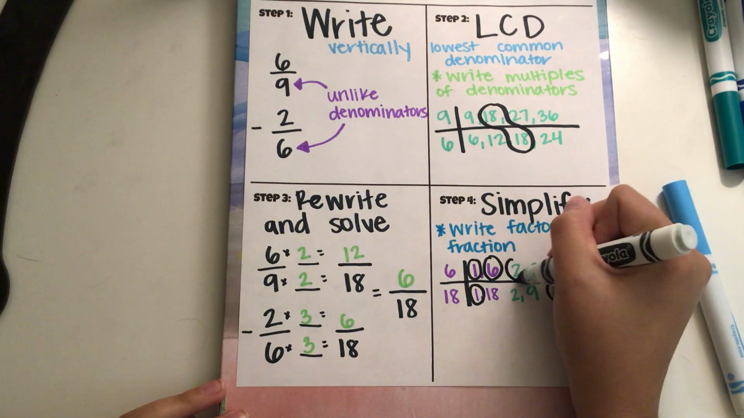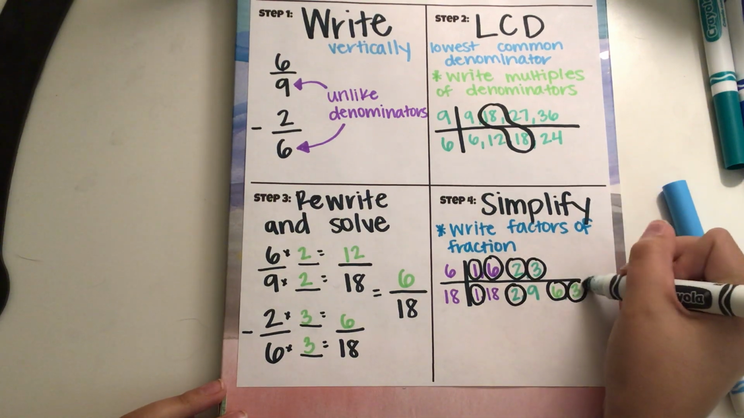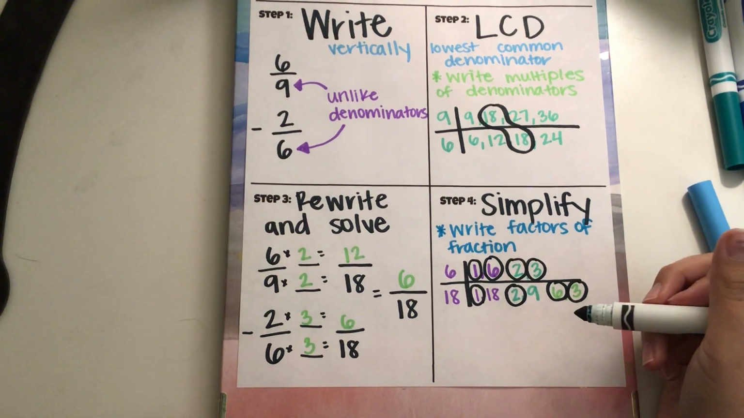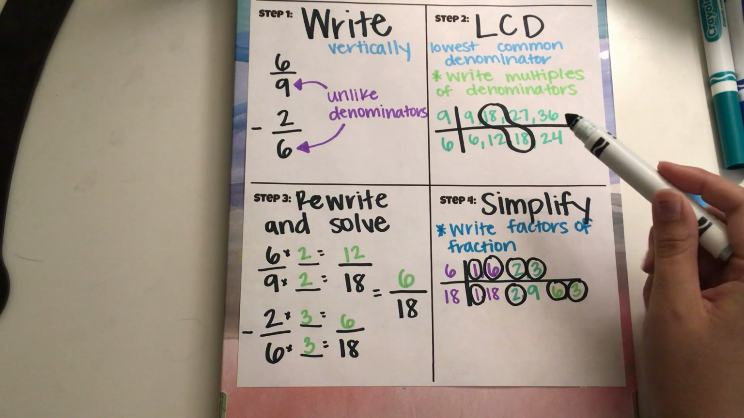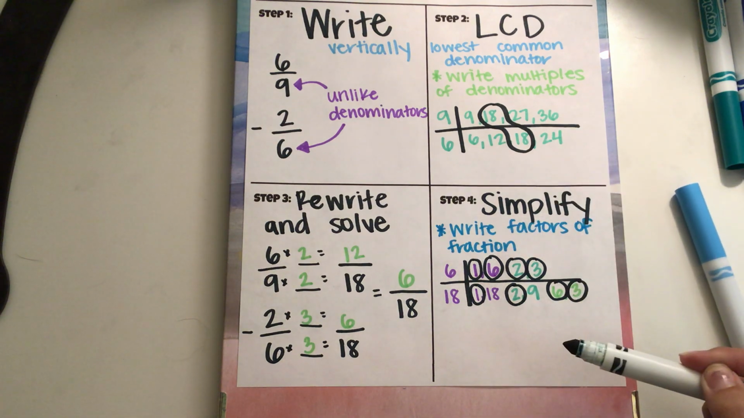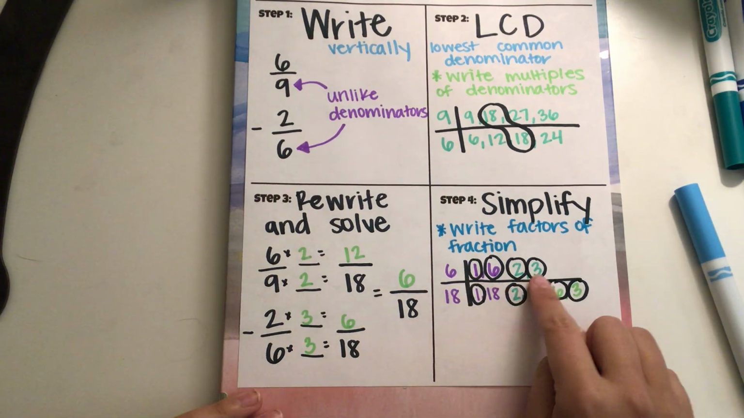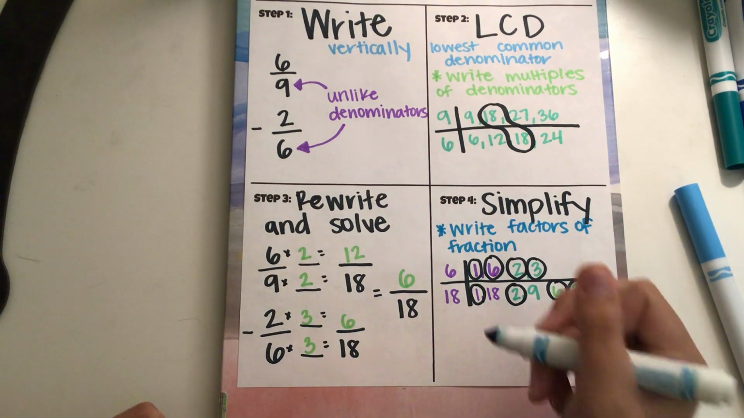I see that I have a 2 in both rows, and I have a 3 in both rows. Wow, I have a lot of common factors between 6 and 18, don't I? So up top, remember, we wanted to find the smallest number that's the same. But down here for simplifying, we actually want to find the biggest number that's the same. So the biggest number that is the same in both rows is going to be 6.